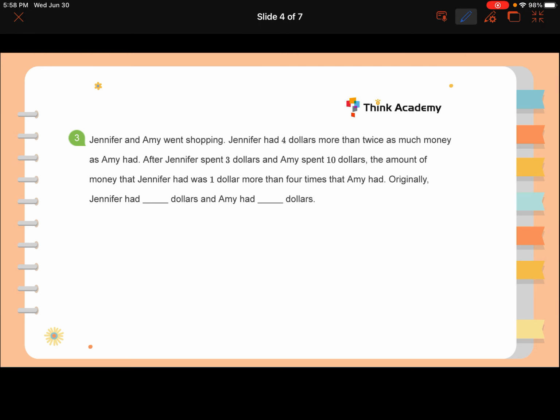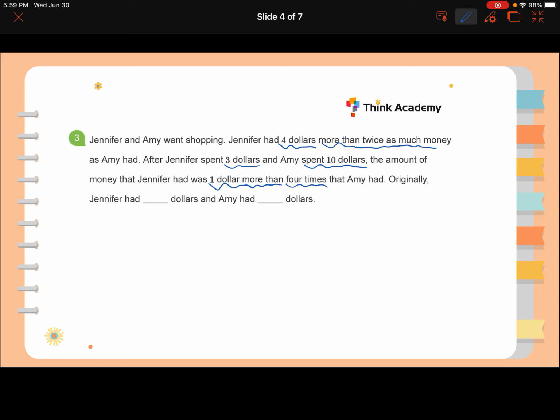Now for the next one. Jennifer and Amy went shopping. Jennifer had $4 more than twice as much money as Amy had. After Jennifer spent $3 and Amy spent $10, the amount of money that Jennifer had was $1 more than 4 times that Amy had. Originally, how many dollars did Jennifer have and how many dollars did Amy have?